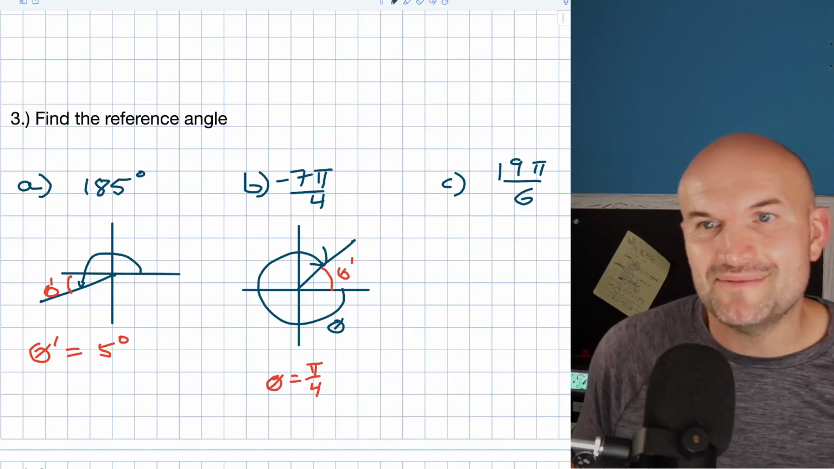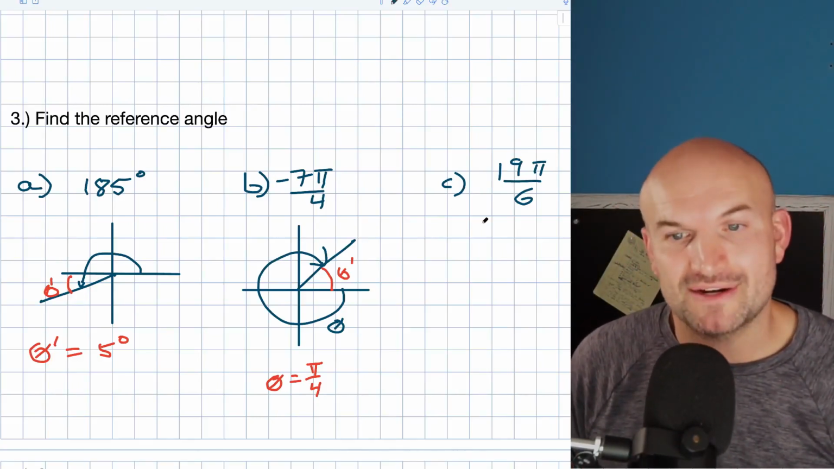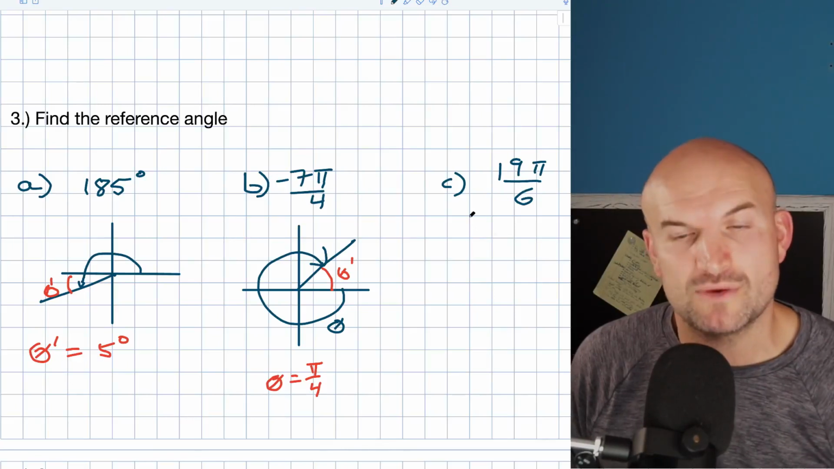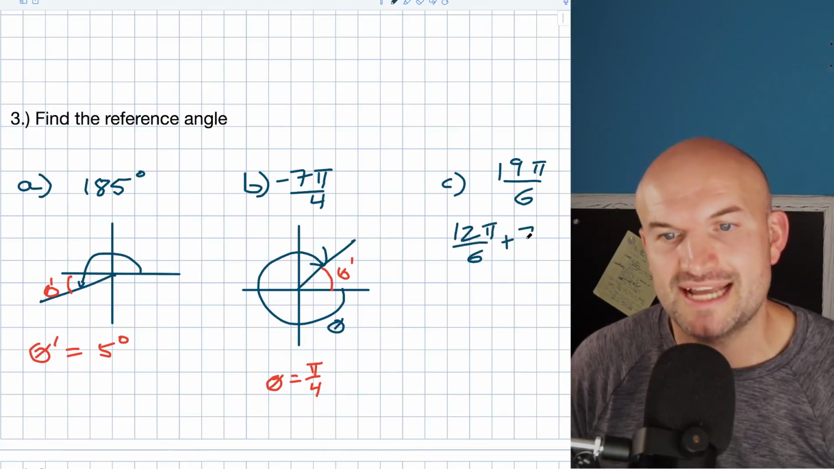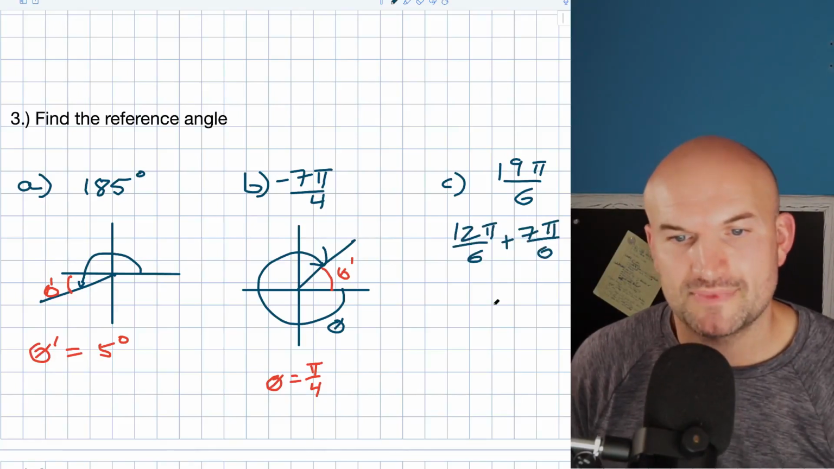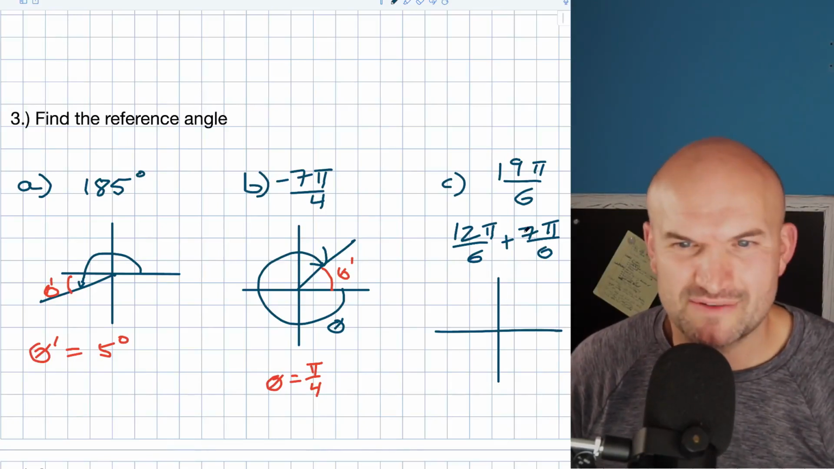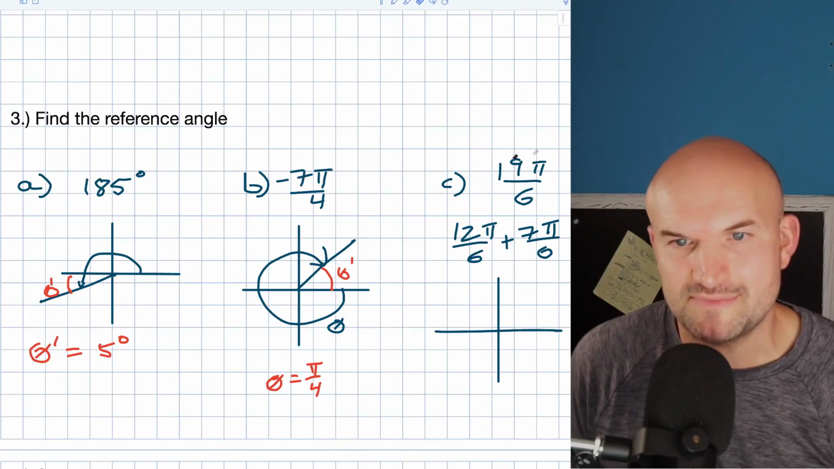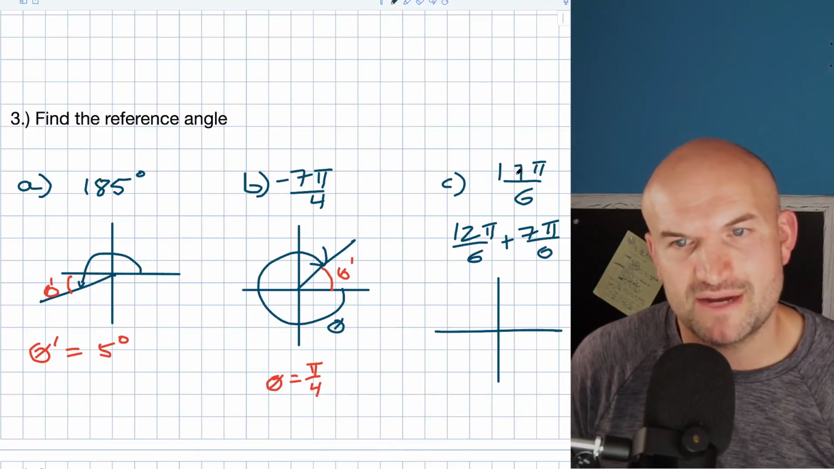All right. And then in this example, we have 19 pi over 6. Reference angle, again, it doesn't matter, guys. Notice here, this is one of those things where we have an extra revolution, right? 19 pi over 6 can be broken down into 12 pi over 6 plus 7 pi over 6. So if I wanted to graph this, 7 pi over 6, you know what? Let's not do 7 pi over 6. Let's change this to a 17. 17 pi over 6.